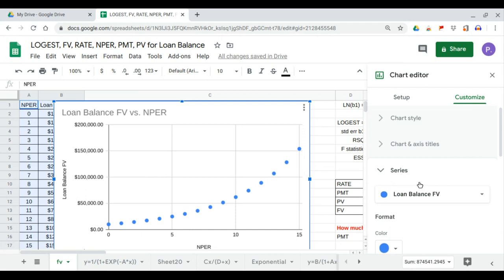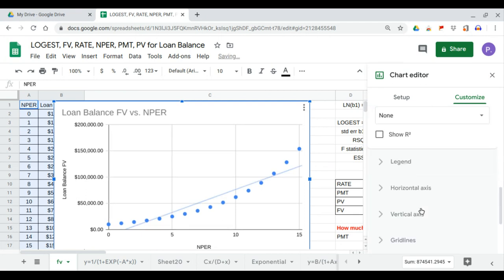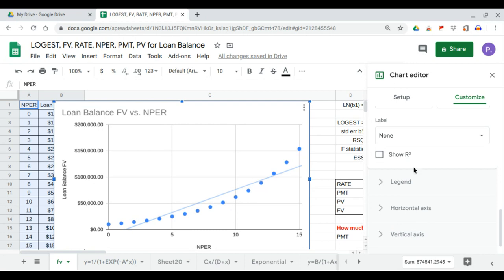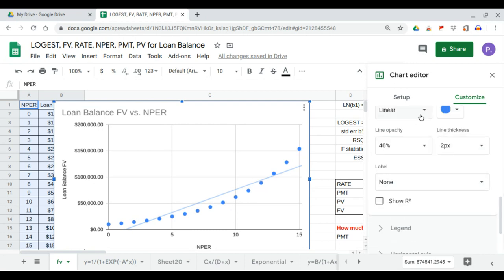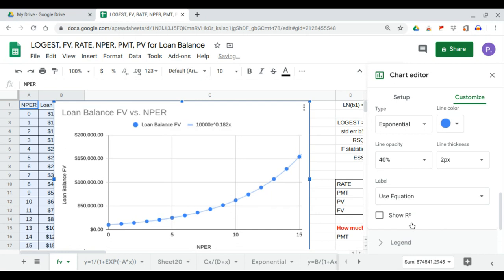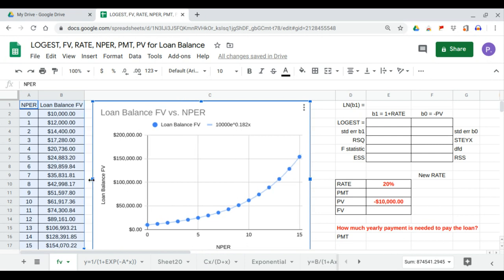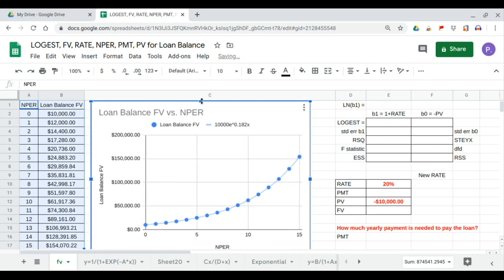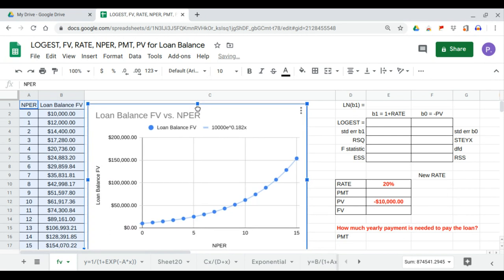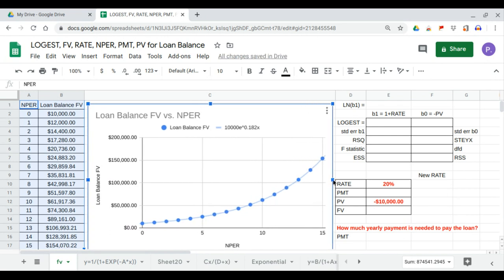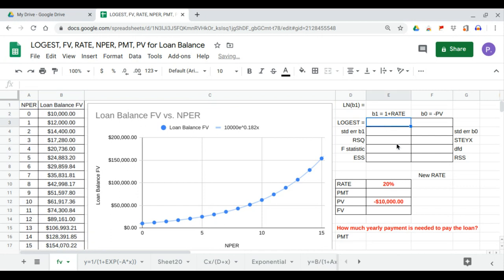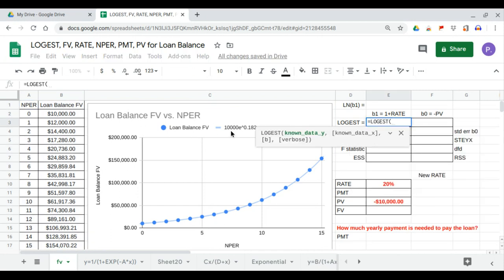And the trend line to use is exponential because we're using LOGEST. So we're using exponential trend line. That's because we're using LOGEST for regression. So here we can enter the LOGEST function, data y and data x. And we'll enter the full statistics.